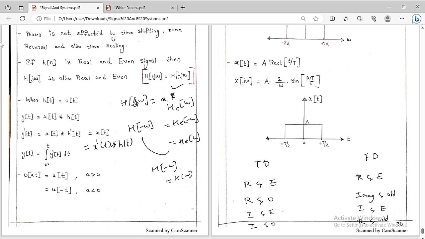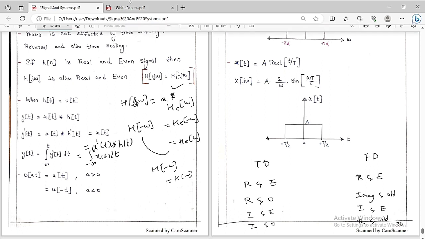And you know h of t is u of t, so h dash of t is d by dt of u of t, which is delta of t. So x of t convolved with delta of t is nothing but x of t. So now y dash of t is x of t. Then what is y of t? y of t is the integration of this, which is nothing but the integration of the input. So y of t is the integral from minus infinity to t of x of t dt.